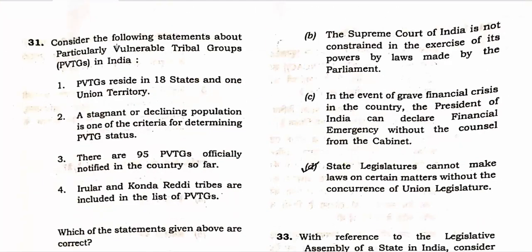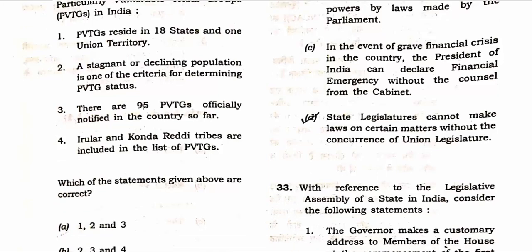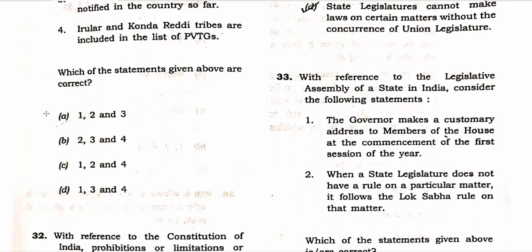The next one: consider the following statements about the Particularly Vulnerable Tribal Groups, that is PVTGs, in India. This is again current-affairs based but a little more factual in nature, but with one particular statement you could have got the answer very easily. That statement is your statement 3. If you know that instead of 95 it is 75 PVTGs officially notified in the country so far, then you would have made your statement 3 a wrong statement. By doing that, you would have eliminated option A, option B and option D. By default your answer is only 1, 2 and 4.